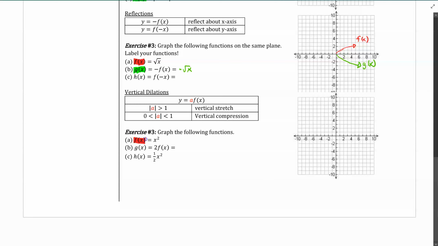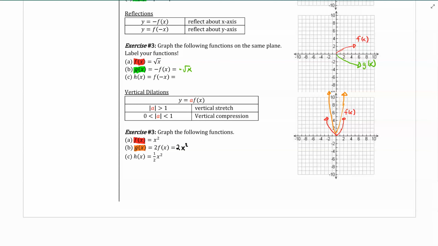So first of all, we'll graph f of x. So here's the graph of f of x. And so g of x equals 2 times f of x. Well, this turns into 2 times x squared. And so because there is a 2 in front, what's going to happen is the graph will grow twice as big. And because it's growing twice as big, it's being stretched.